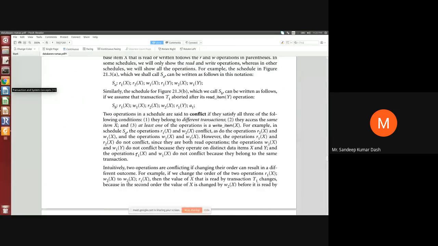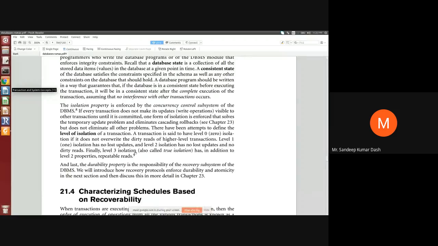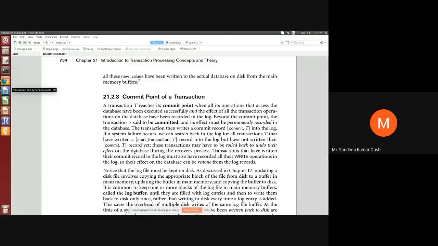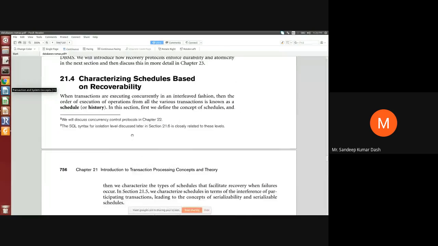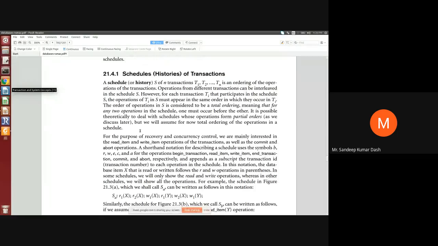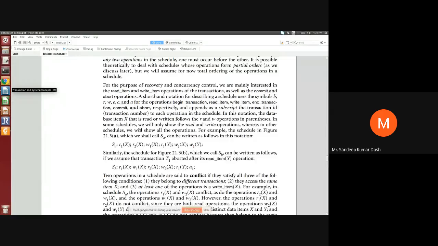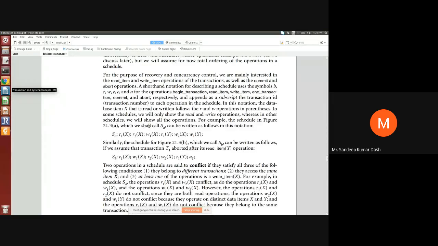Yeah, this is directly taken from the book. In your question paper or your GATE syllabus, the schedule should be mentioned like this. This is a schedule named SA, where these are the operations R1X, R2X, W1X, R1Y, W2X, W1Y. This means how many transactions are there? Under this schedule, how many transactions are there? Two transactions, 1 and 2.